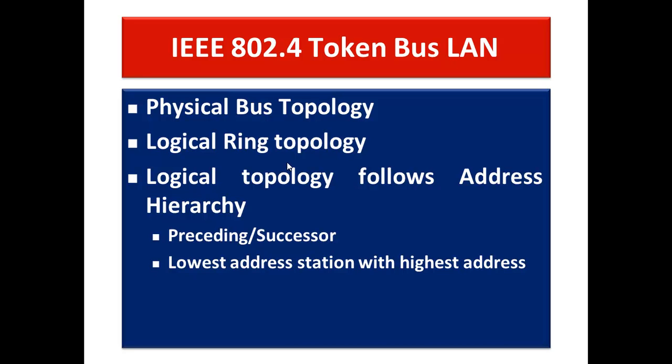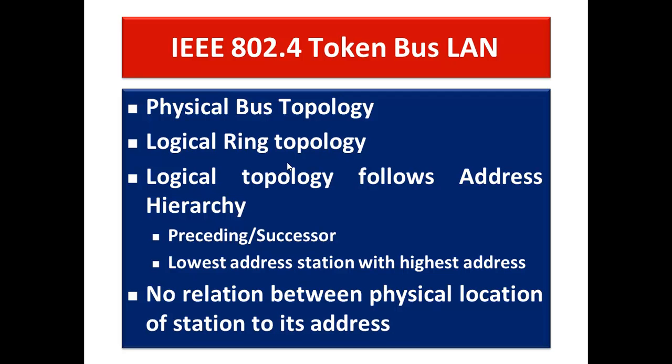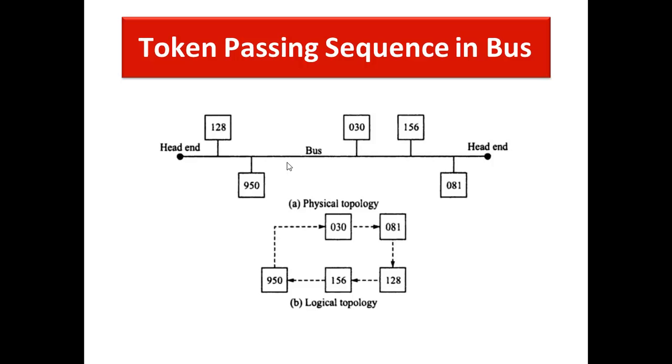Ultimately, the final highest address station should close out with the lowest address station in a logical manner. But please understand, we are not bringing any relation here between the physical location of the station and its address, because in the bus you can tap any station. It is not necessary that the stations be placed on the bus in sorted MAC order. That is impossible; your MAC address will be random. But the idea here is, though your physical location and MAC address are not sorted, logically you follow a sorted address hierarchy so that you can circulate your tokens.